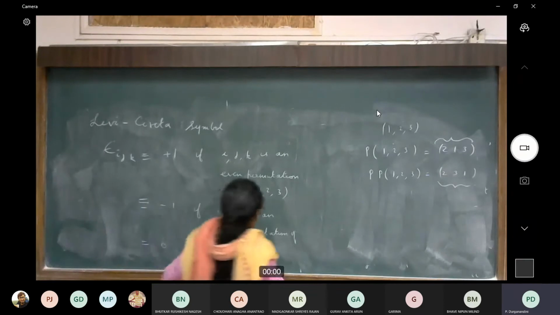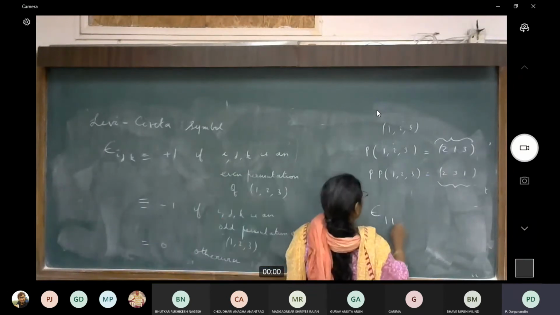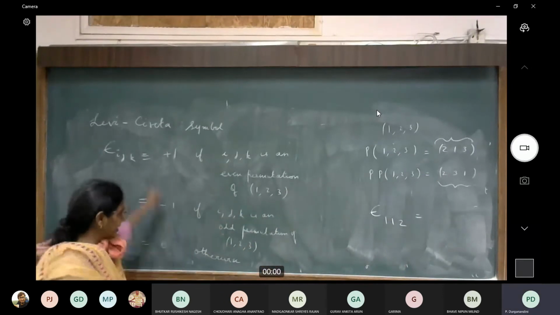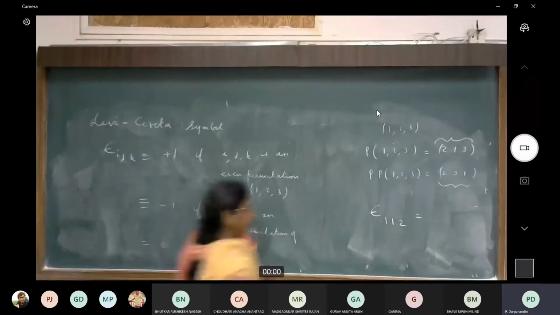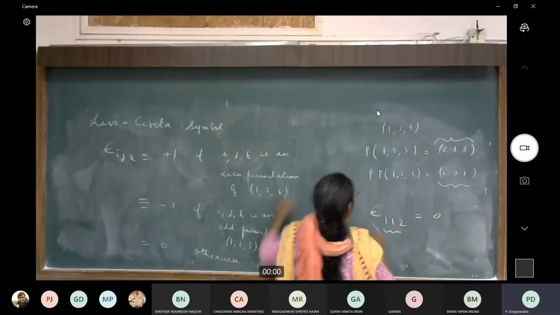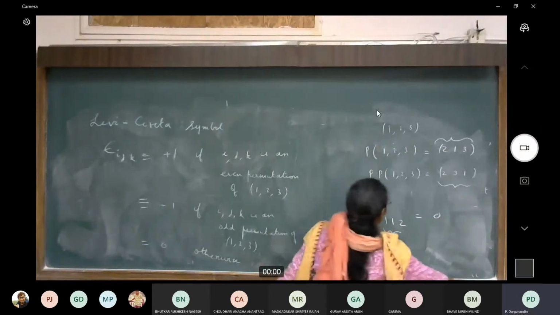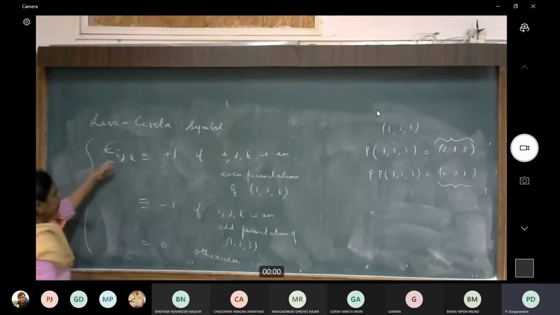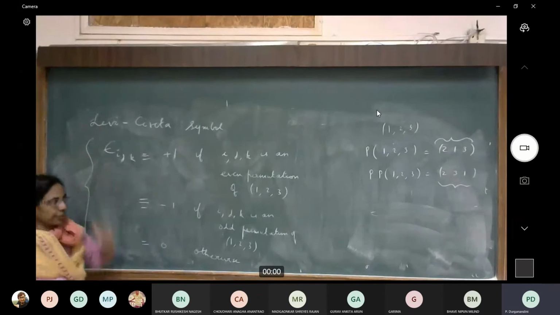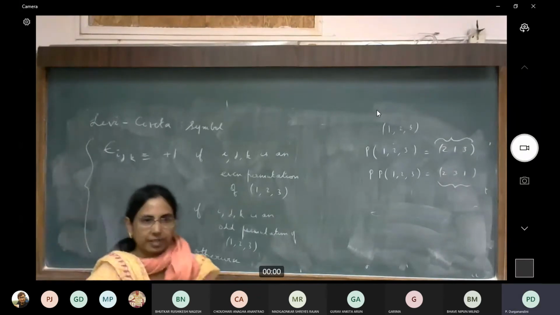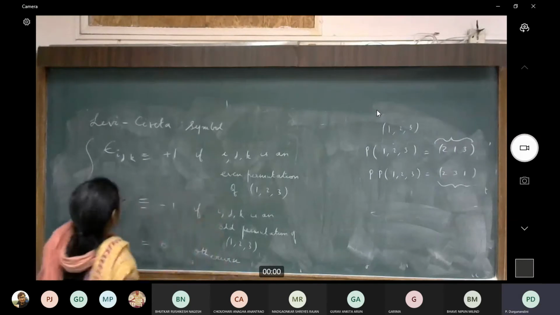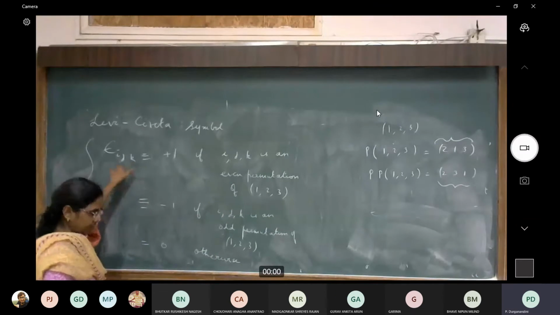So what this immediately tells me is that if my epsilon had taken value like this, then what will be the value for this, from this definition? 0. Because obviously I cannot achieve 1, 1, 2 by doing anything to 1, 2, 3. Or in other words, from this definition, the non-zero values of this Levi-Civita symbol are only when ijk are all different. If any two of the indices are the same, then the value is identically equal to 0. That's what this definition tells us. So all these subscripts must be different.